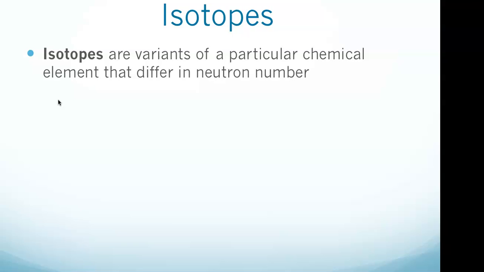Isotopes are variants of a particular chemical element that differ in neutron number. All isotopes of a given element have the same number of protons in each atom. The meaning behind the name is that different isotopes of a single element occupy the same position on the periodic table.